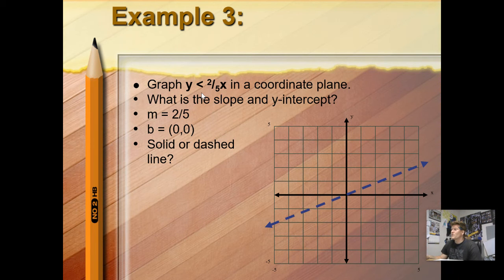Last thing we need to look for is the shade. Look at your symbol. Is this greater than or is this less than? It's less than. Since it's less than, we want everything below. So we shade everything below. There's my graph for this inequality.